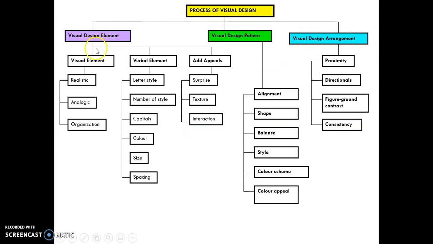This is the process of visual design. Visual design elements, for example, are realistic, analogic, and organizational. For the verbal element, examples are letter style, number style, capitalization, color, size, and spacing. It also includes surprise, texture, and direction. Visual design patterns are alignment, shape, balance, style, color scheme, and color appeal. And visual design arrangement is proximity, directional, figure ground, and also consistency.